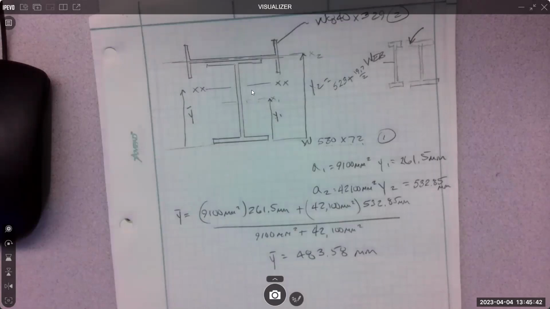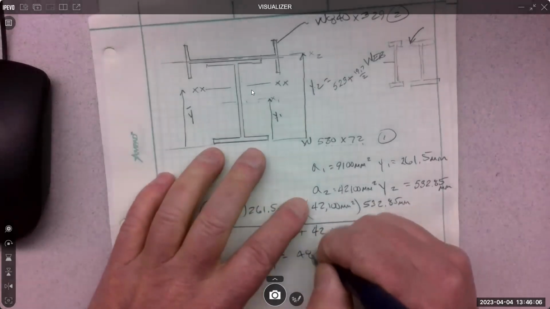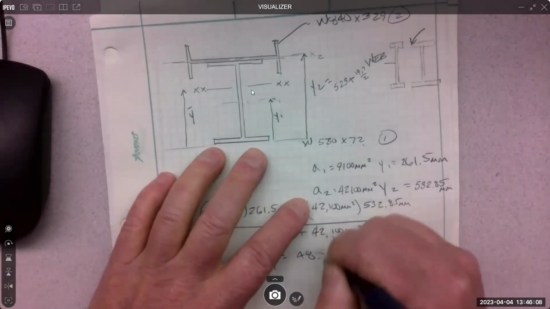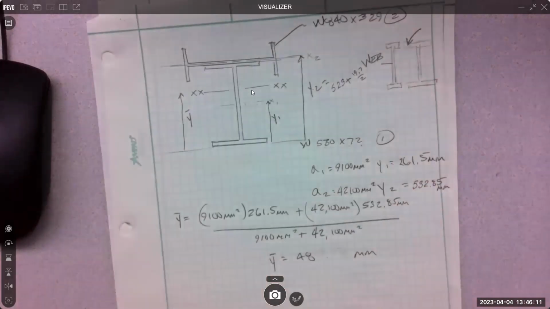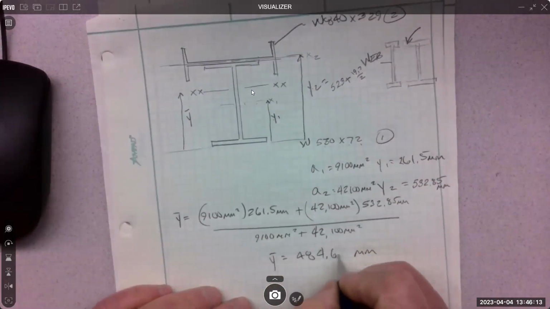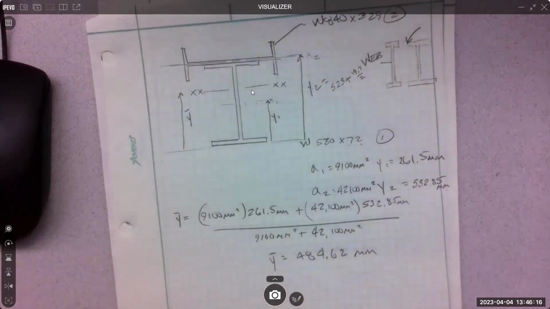483.58. Anyone else get that? Ray says no. Dang it. I might have screwed up. What do you get? Whoa. Yeah, I rounded. All right, 484. I must have missed a decimal there somewhere. Shifted it way up, right?